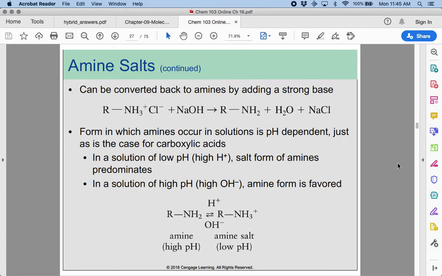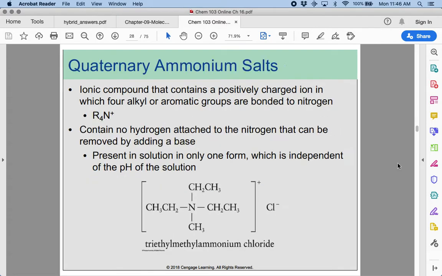The ammonium salt can be converted back into an amine with a strong base. So if an acid is what makes the ammonium salt, a base will make our amine again. So again, this is pH driven, so if you need to go back and review some of our pH acid-base chemistry, I would encourage you to do so. Remember that solutions that have low pH, which are going to be acidic, will form salts of the amines, and when we have solutions that are high pH or very basic, we're going to get the amine back out.